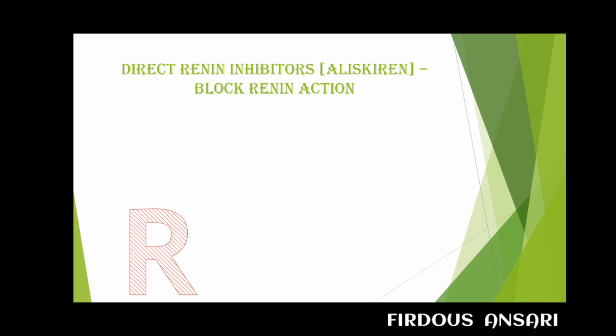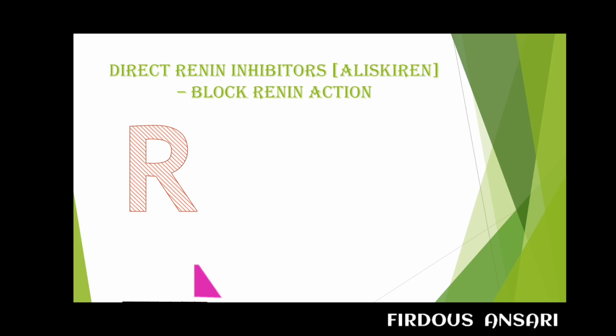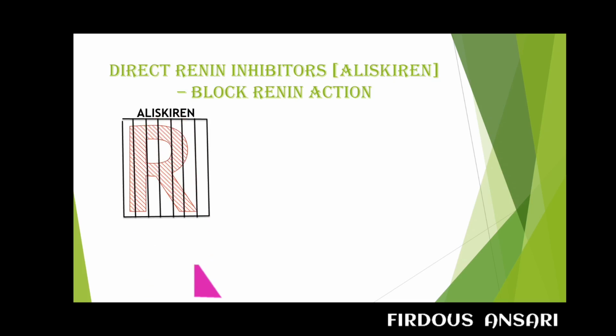First, coming to the direct renin inhibitors, that is aliskiren. Now suppose this is your enzyme renin. Whenever angiotensinogen approaches the renin, it will act on it and convert it into angiotensin 1. This is the normal function of your enzyme renin. Now what will aliskiren do? Aliskiren will block this enzyme renin.